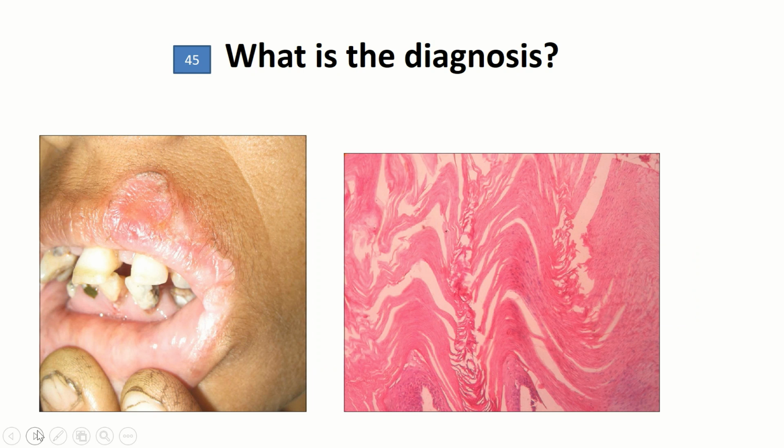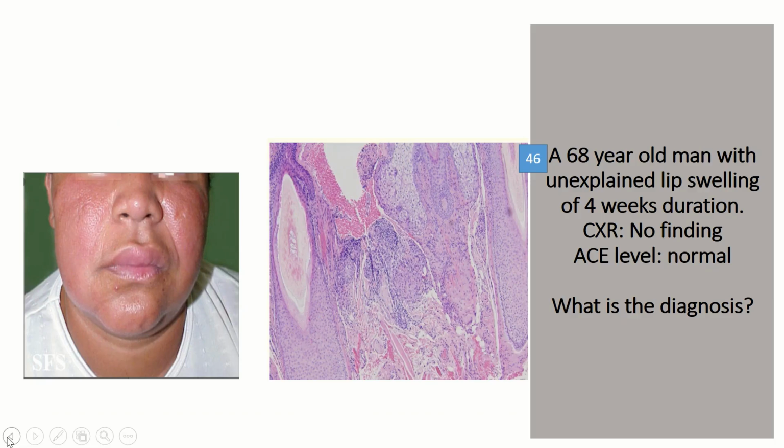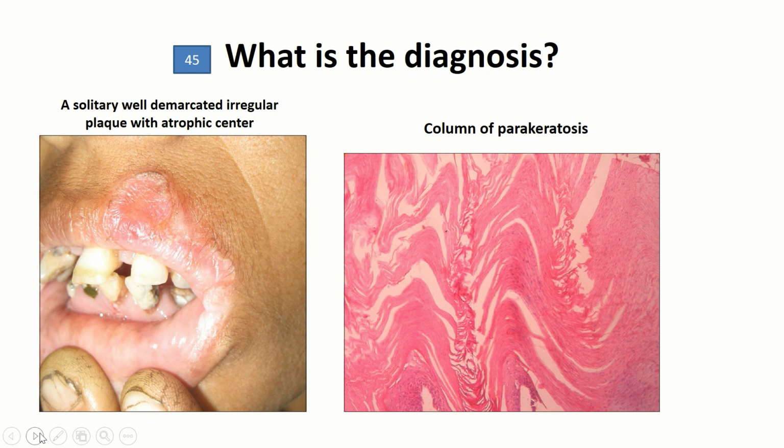And what's the diagnosis? What do you see here? Here, a solitary, well-demarcated, irregular plaque with atrophic center, and here, column of parakeratosis, indicative of parakeratosis. Cornoid lamella is seen here, parakeratosis.